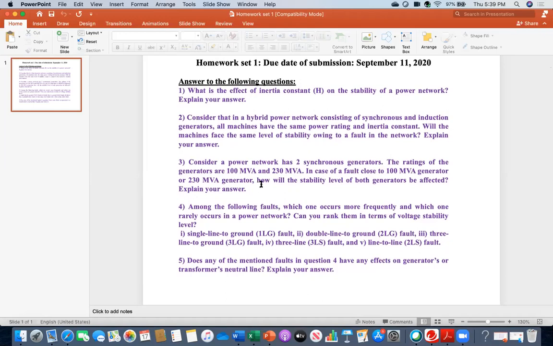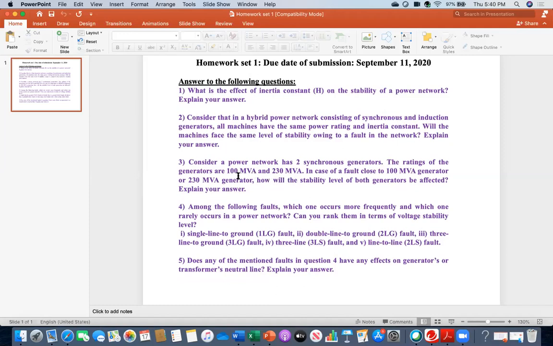Number three, consider a power network has two synchronous generators. The ratings of the generators are 100 and 230 MVA. So in case of a fault close to the 100 MVA generator or the 230 MVA generator, how will the stability level of both generators be affected? Then explain your answer.